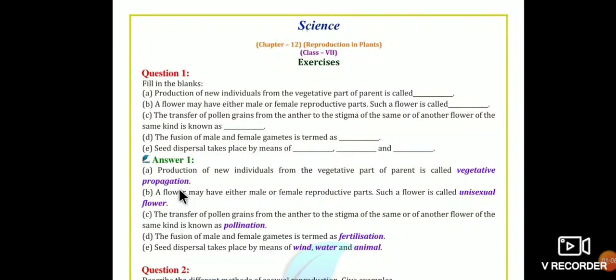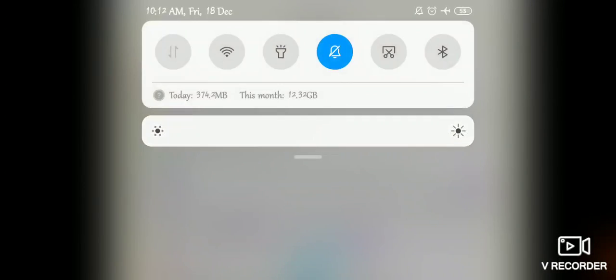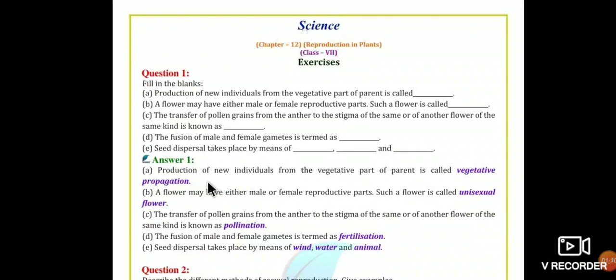The first one: production of new individuals from the vegetative part of a parent is called vegetative propagation. And the next one: a flower may have either a male or a female reproductive part. Such a flower is called a unisexual flower, that means it contains either a male or a female reproductive part.